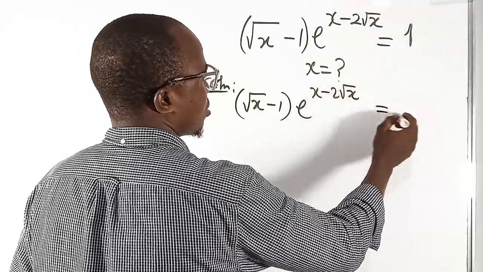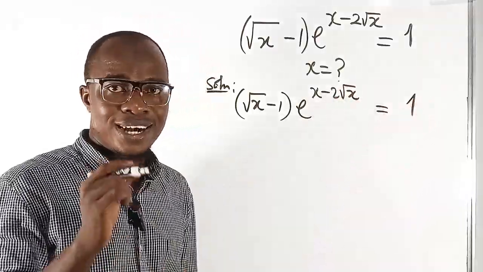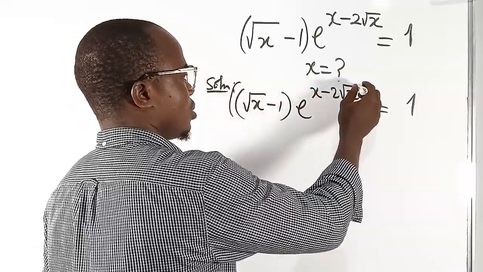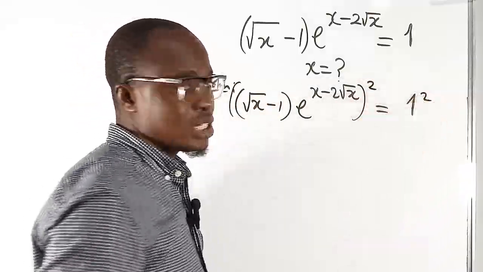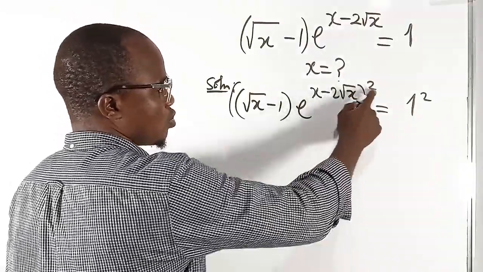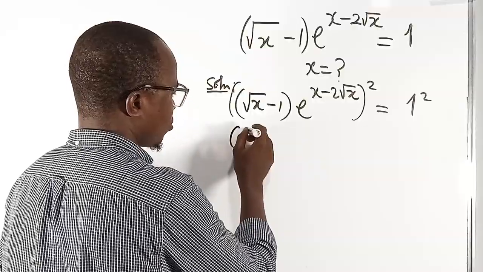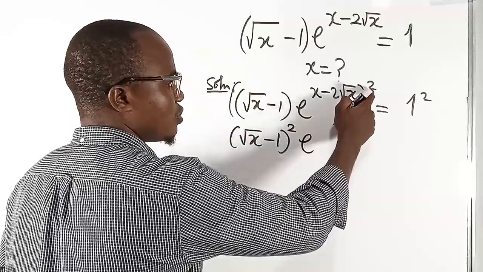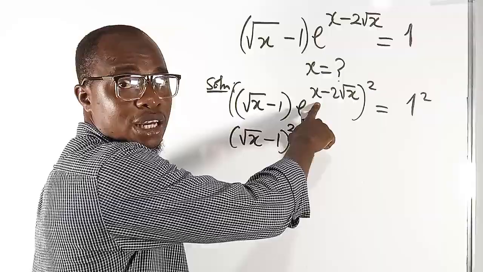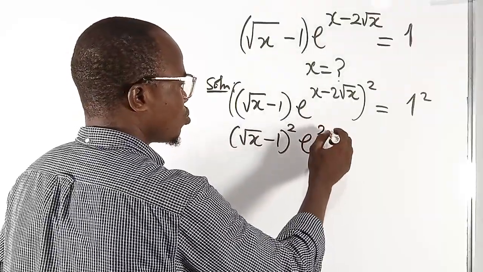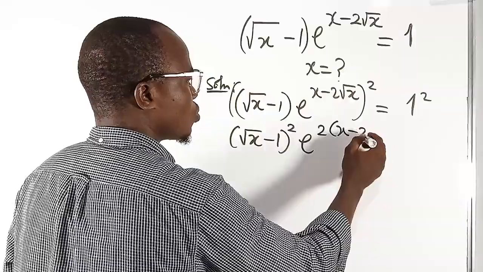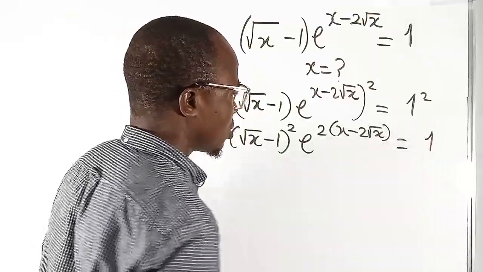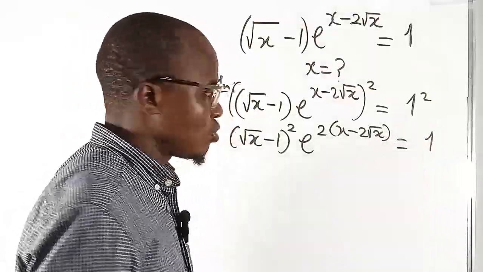then equals 1. So now what I will do is let us square both sides. If you square both sides, this square will affect this one inside the bracket. You're going to have (√x − 1) squared, then e to the power of, this square will affect this power here, that is the power of e. We're going to have 2 into (x − 2√x). Then the right side is going to be 1, because 1 squared is the same thing as 1.